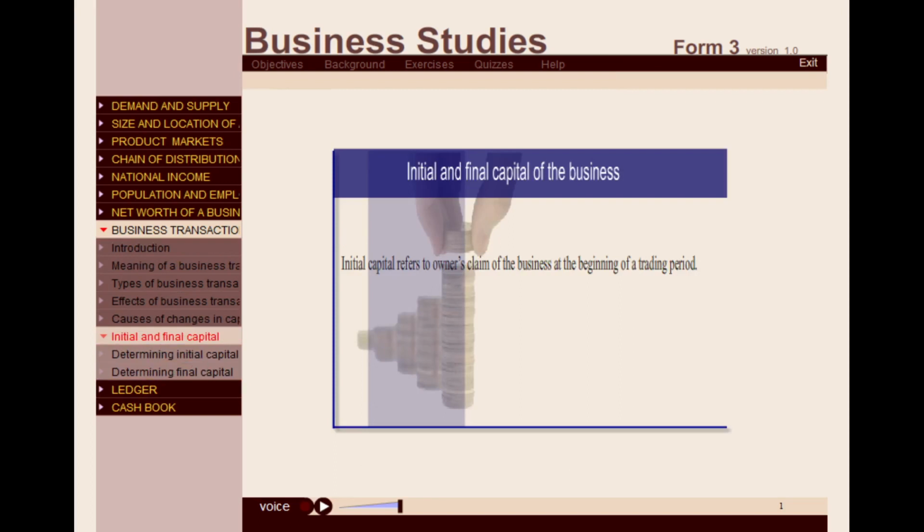Initial and final capital of the business. Initial capital refers to the owner's claim on the business at the beginning of a trading period. Final capital refers to the owner's claim at the end of the trading period after the adjustments.